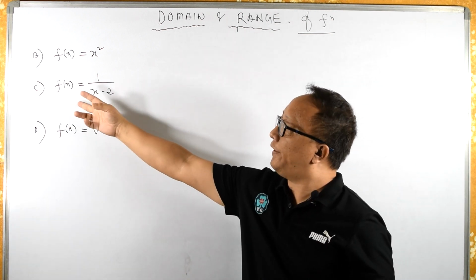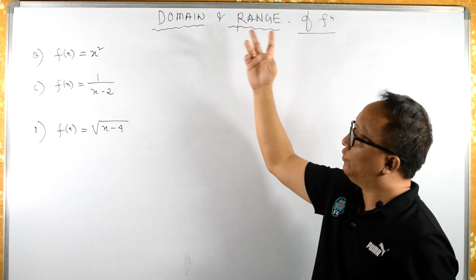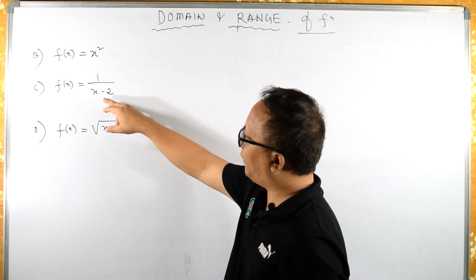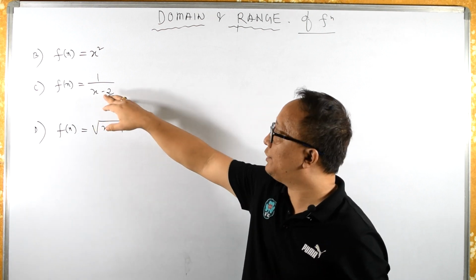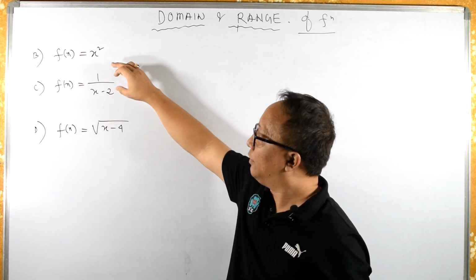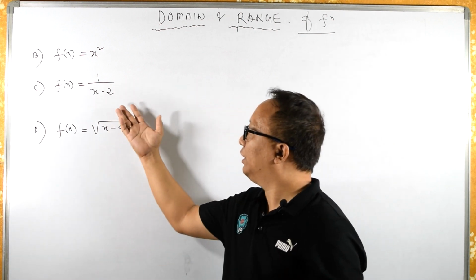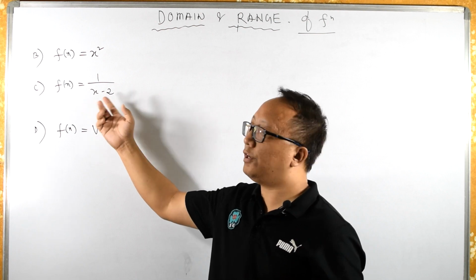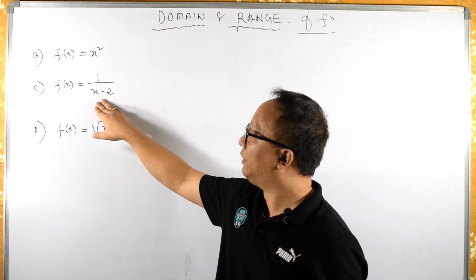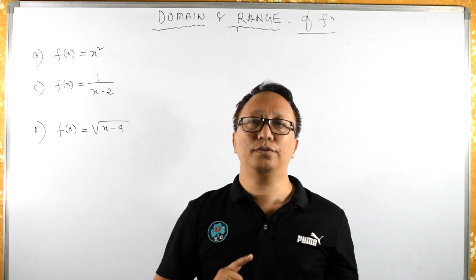Let's see f of x equals 1 upon x minus 2. What is the domain? Domain means all inputs of x for which the function should be defined. If I substitute x equals 2 in this denominator, 2 minus 2 becomes 0. Therefore, 1 by 0 is undefined, so the function is not defined. You are not allowed to assign x equals 2 here. Therefore, for the domain, the denominator should not be equal to 0.